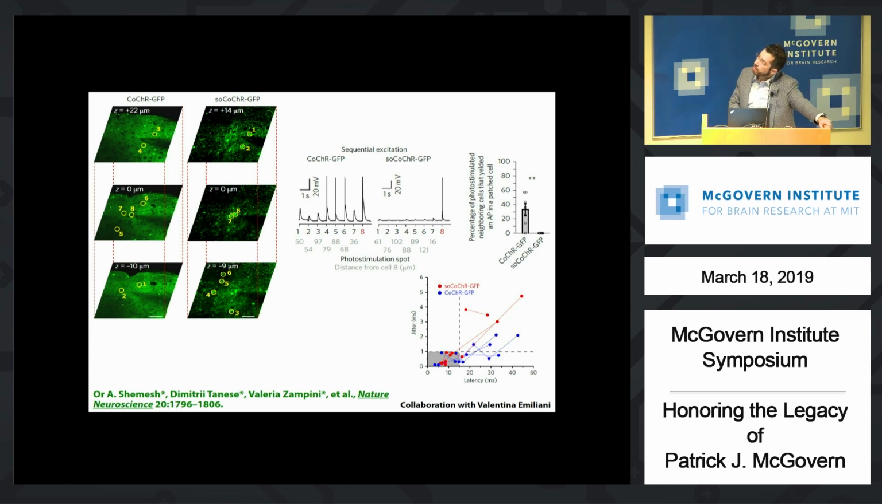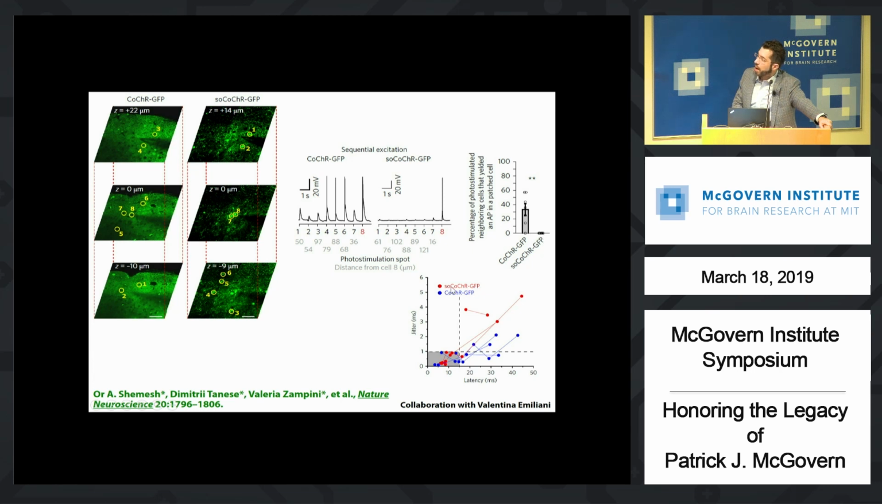And so now when we do holographic stimulation using Valentina's holographic projector, we can actually then get activation of single cells without activating stray cells. So if we patch a cell and then scan around, with the regular CoChR, a third of the time we get stray activation, but with the soma-targeted version, we almost never get stray activation.